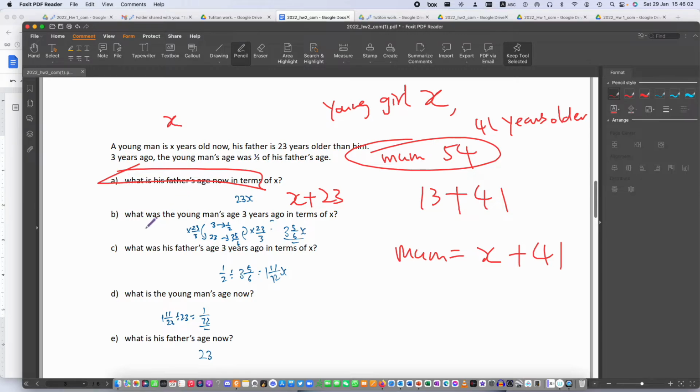So now, what was the young man's age 3 years ago? What's the meaning of 3 years ago? 3 years before. So the young man now is X. 3 years before is? X minus 3. Very good. If you don't understand, you ask yourself. Just now you said you are 13, right? Yeah. So 3 years ago?